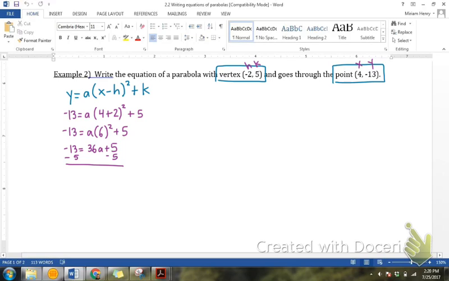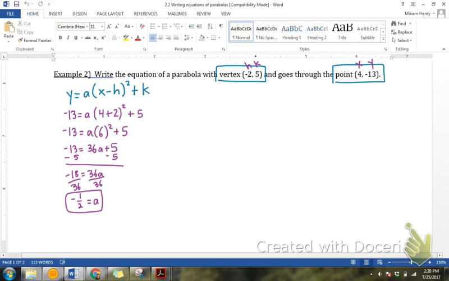Good. Give me a fraction on that step. What is that as a fraction? Yeah, it still ends up being a fraction, but that's okay.